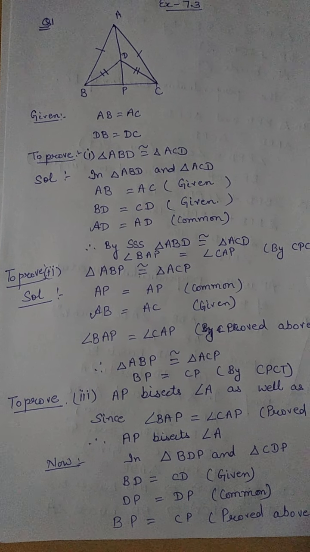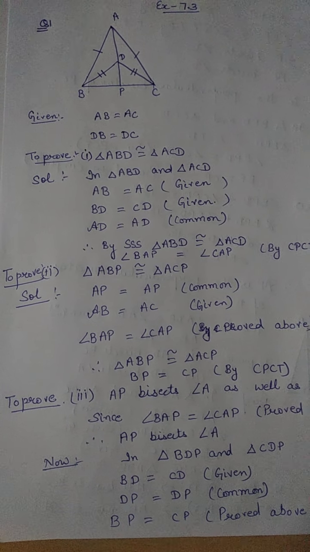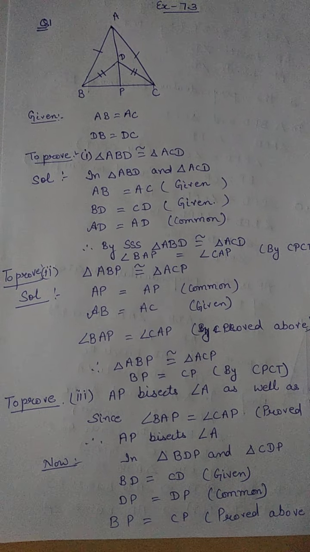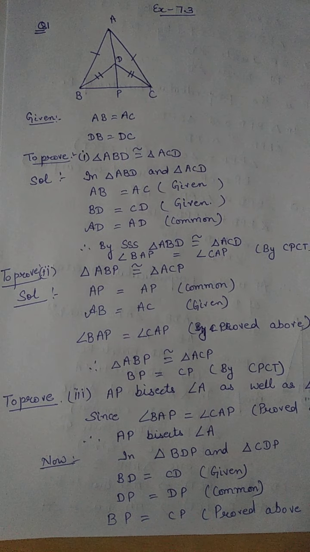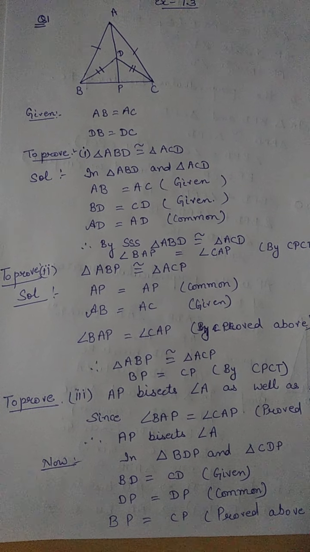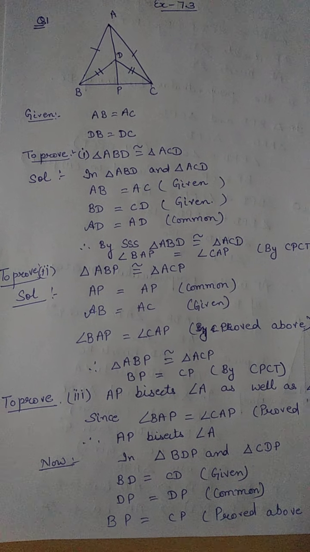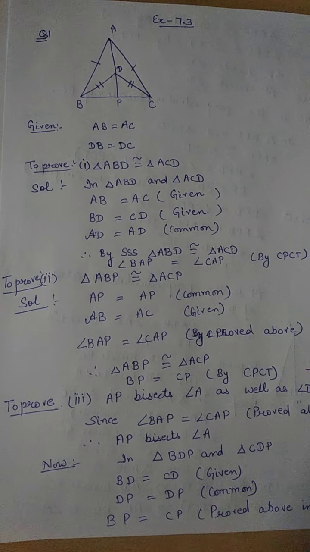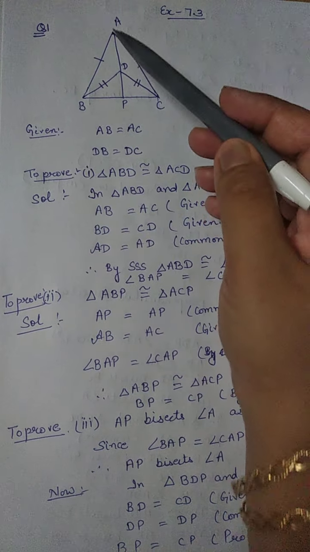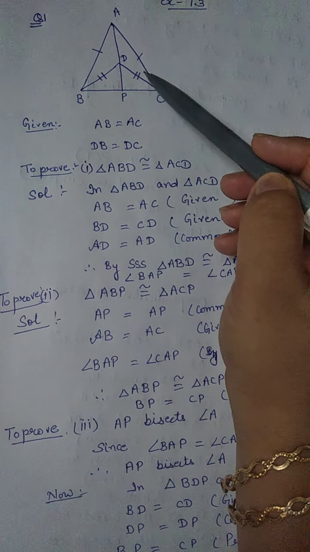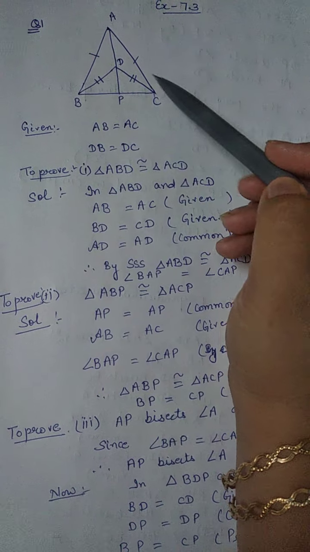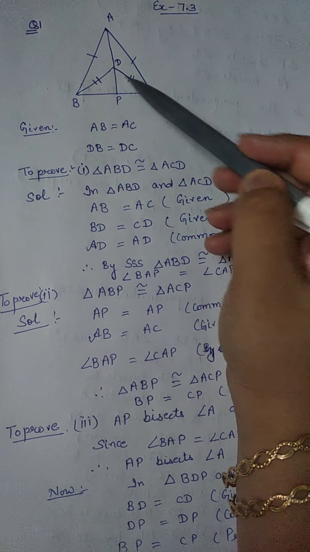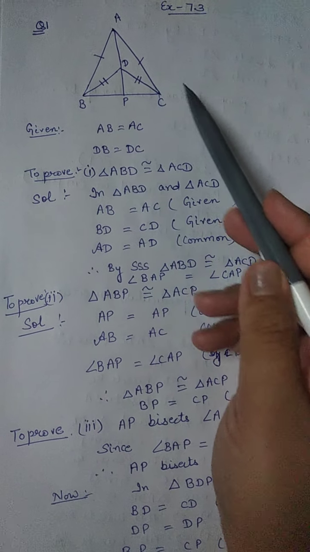In this exercise, we are going to use the RHS criteria, that is right angle, hypotenuse and one of the sides should be equal to the other triangle, so that the two triangles can be proved congruent. So now let's start with question number 1. We have the two triangles ABC and ADC, in which AB is equal to AC and BD is equal to CD, or DB is equal to DC.